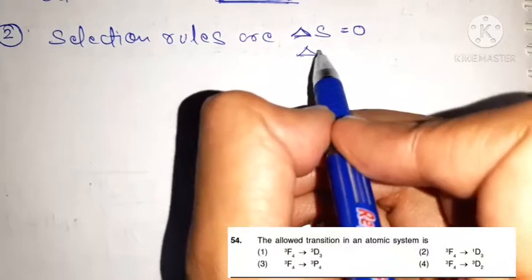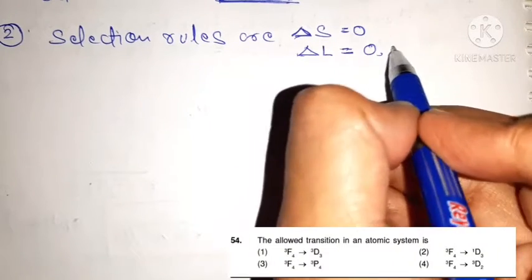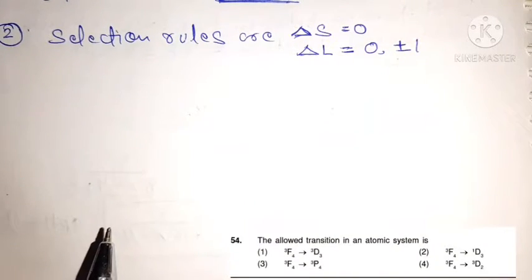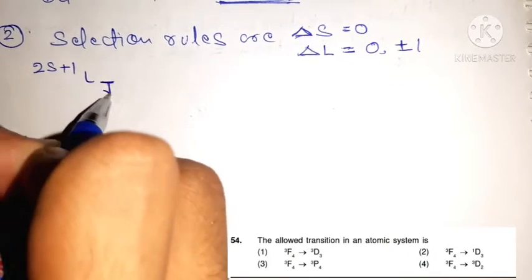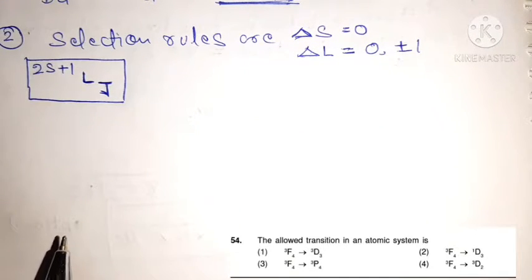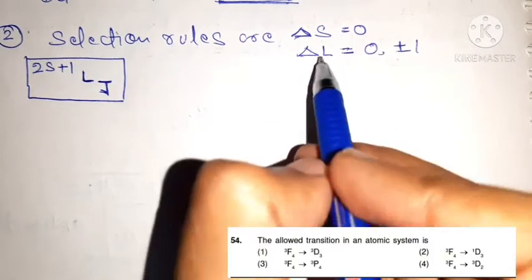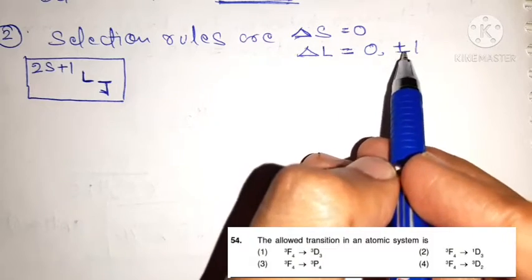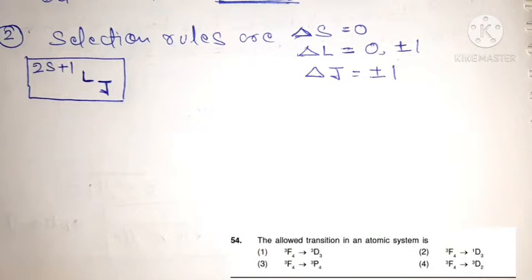The next selection rule is the difference in L should be 0 or plus minus 1. We have a general expression for any term symbol, 2S plus 1 L J. So delta S should be 0 for an allowed transition, delta L should be 0 or plus minus 1, and delta J should be plus minus 1. These are the three selection rules that decide whether a given transition is allowed or forbidden.